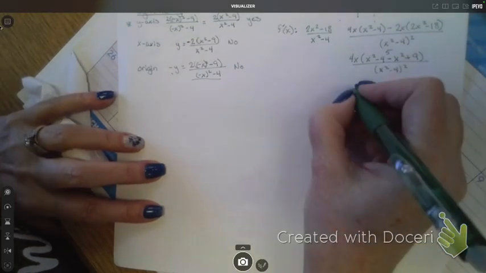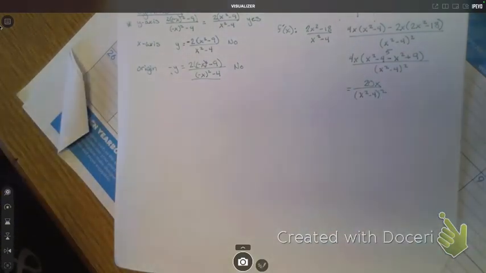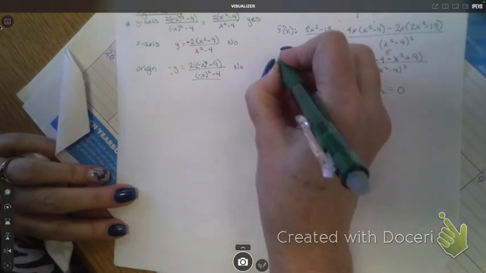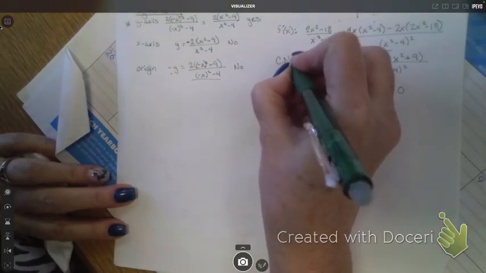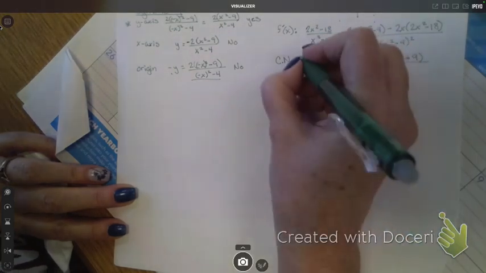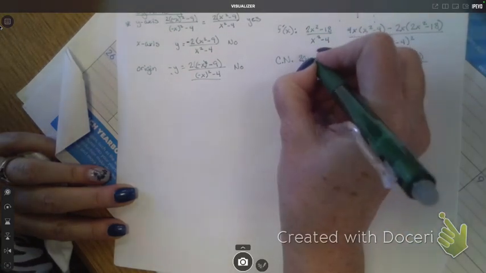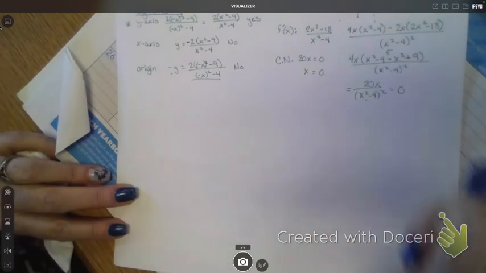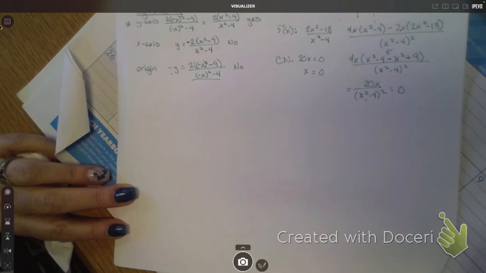Okay, did you guys get 20x over (x squared minus 4) squared? So now I need to set that equal to 0 and find my critical numbers. Yep. So when I do that, the denominator is going to zero out. So it's basically 20x equals 0. So x equals 0. Okay.